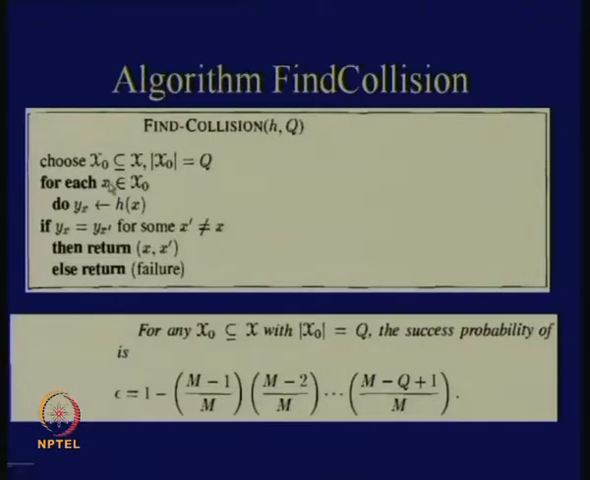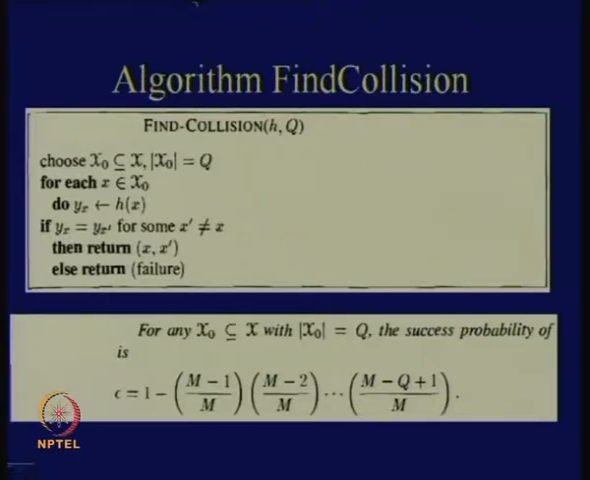So, you see that what you do first is that you choose any x naught which is a subset of x, and the size of x naught is in this case again q. So, what you do is that from this you access all the values from x naught and you know the corresponding values of yx. So, you compute the hash values for all the elements of x naught, and now you check whether there are some equalities, that is whether there are two distinct values which result in the same hashed output.